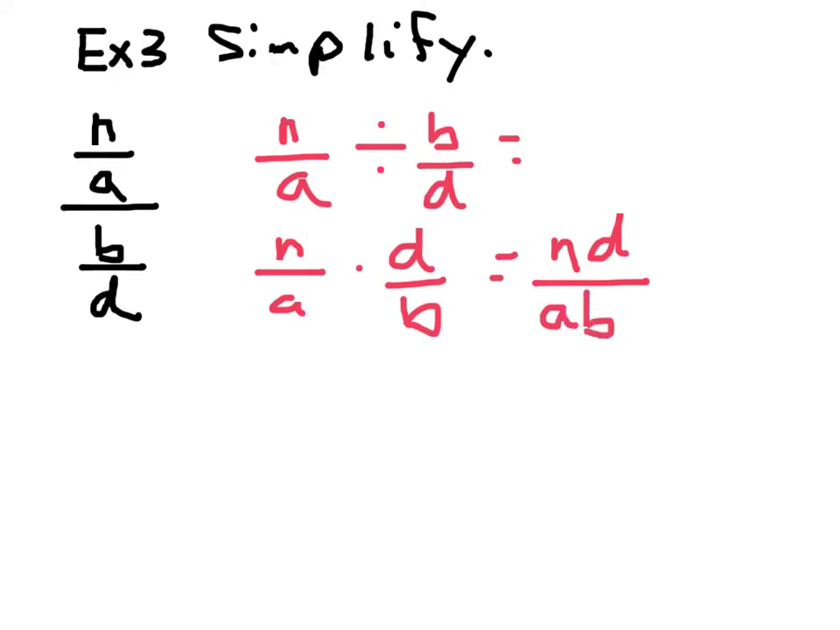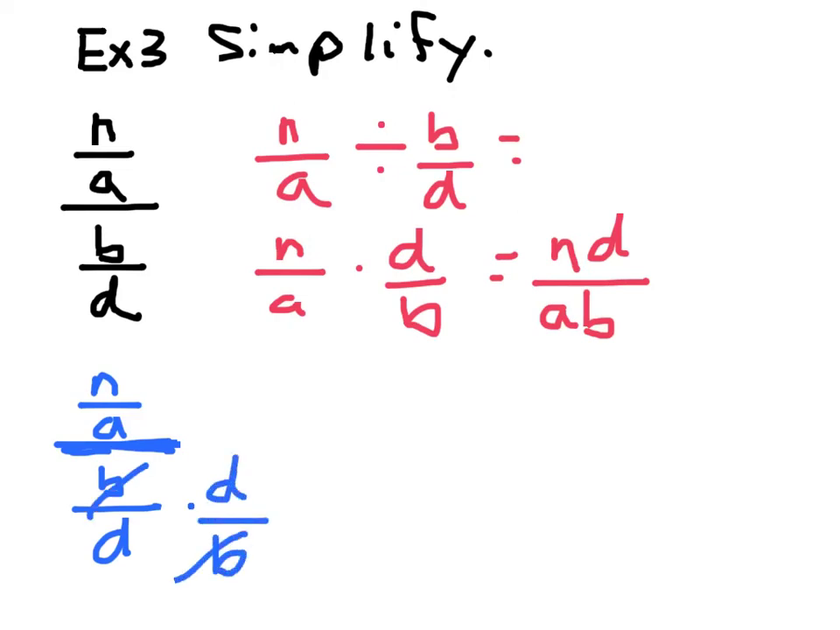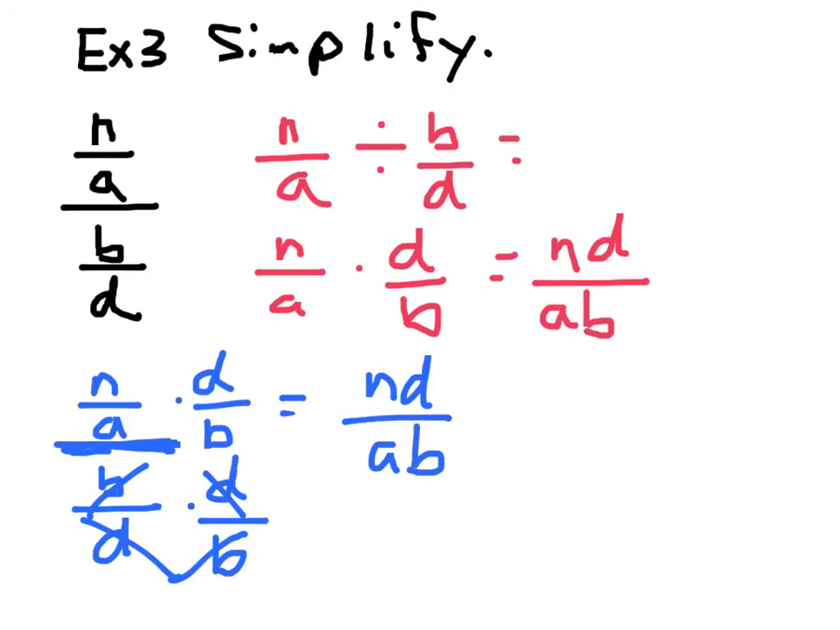Now if I use the second method, I'm going to rewrite this. Here's my main bar, I'm going to make that a little thicker. I'm going to multiply the bottom by its reciprocal. In doing so, I get everything to cancel out. That's why I did that. But in the top, I've got to multiply by the reciprocal of the bottom, right? If I multiply the bottom by d over b, I've got to multiply the top by d over b. Now nothing to cross cancel, so I get nd over ab.